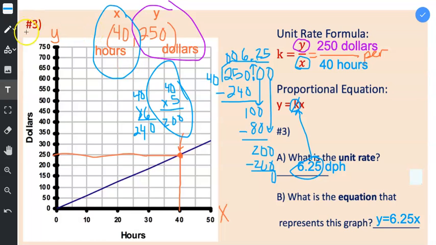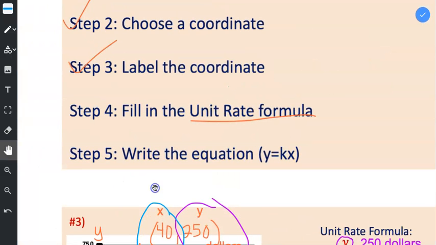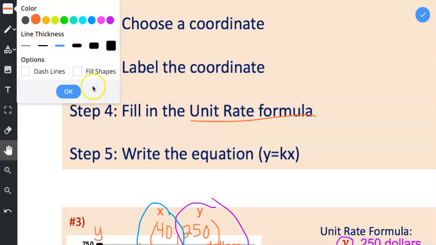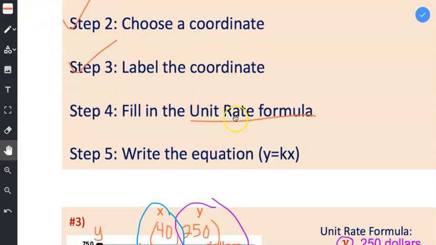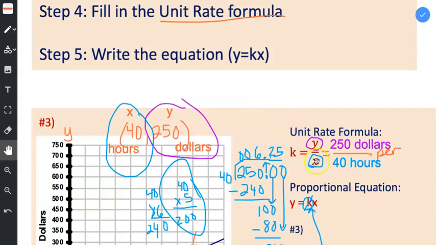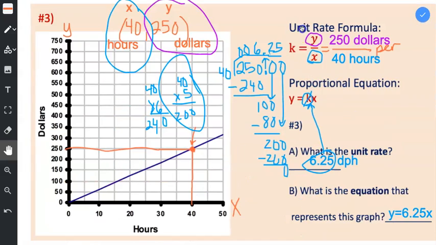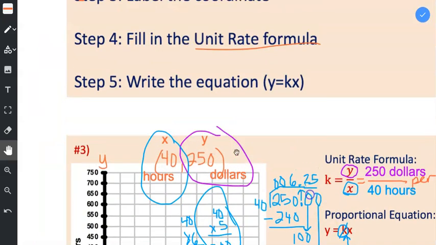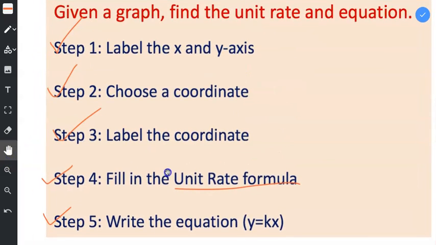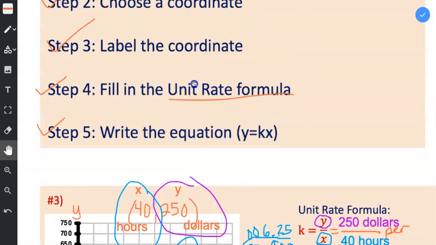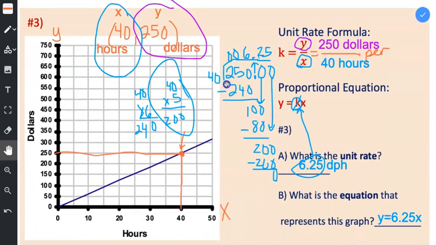However, what was I thinking? I forgot to check off. I just got carried away. So let's see if we did these. Fill in the unit rate formula. We did that. Write the equation. We did that. Okay, so sorry about that. I just got a little carried away. I forgot that we were making this a checklist. I was just trying to show you a way that you could use your notes to help guide you with completing the problem.